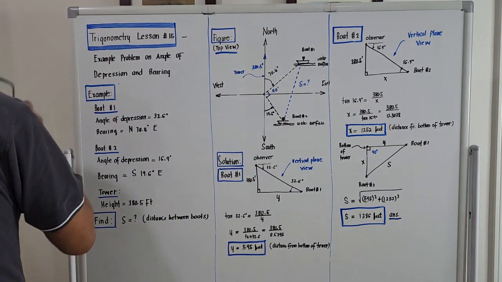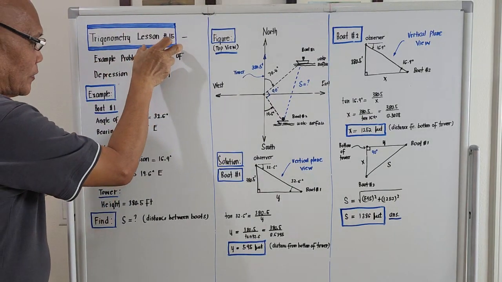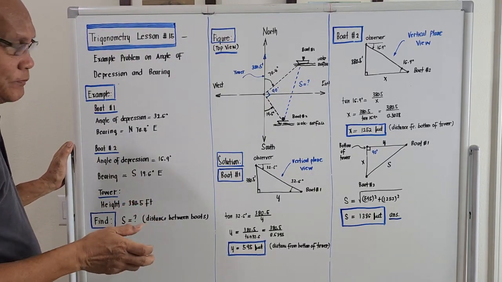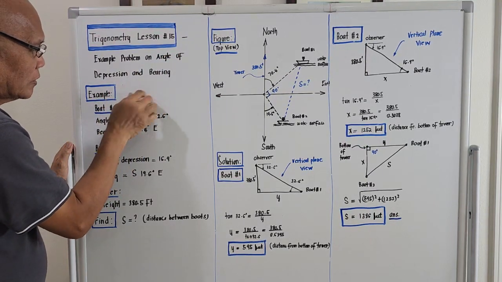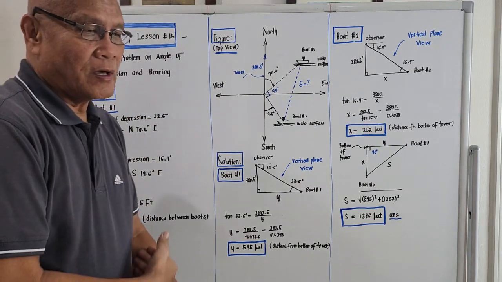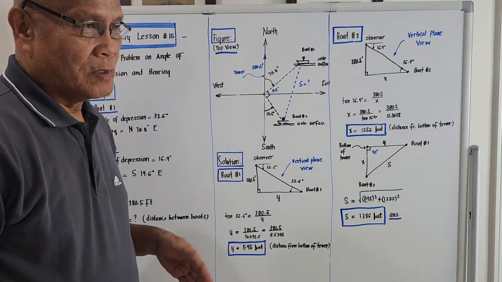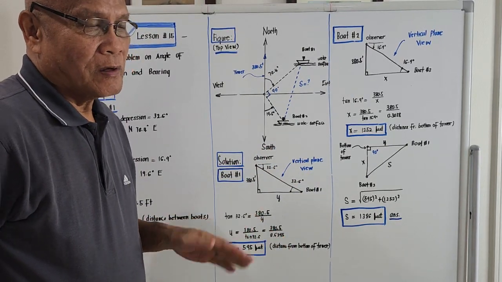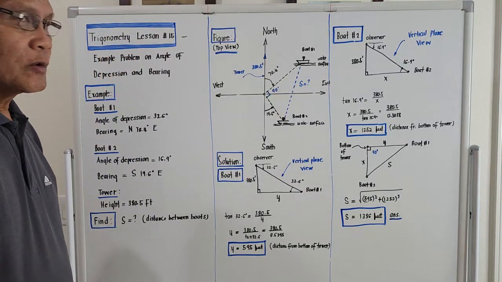The subject matter for this morning will be trigonometry, lesson number 15. The title of the topic will be an example problem on angle of depression, with an additional thing, bearing. The last time around, I brought out the concept on how to plot the bearing of a point or a line as seen from above. So in this problem, I will be consolidating the concepts of the so-called angle of depression and bearing.